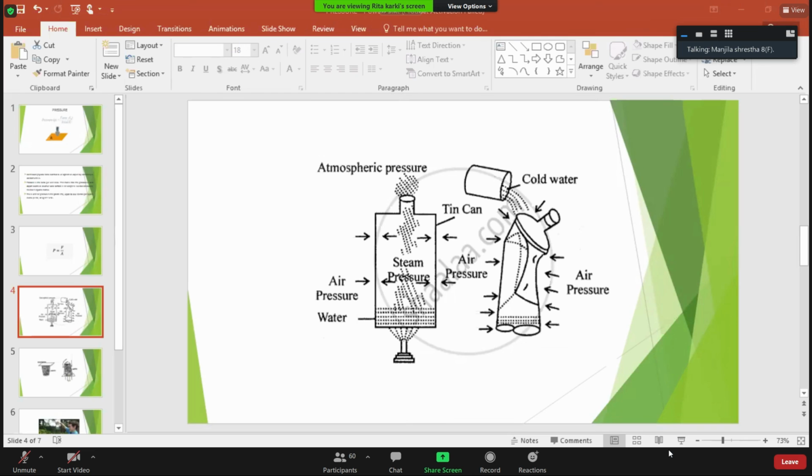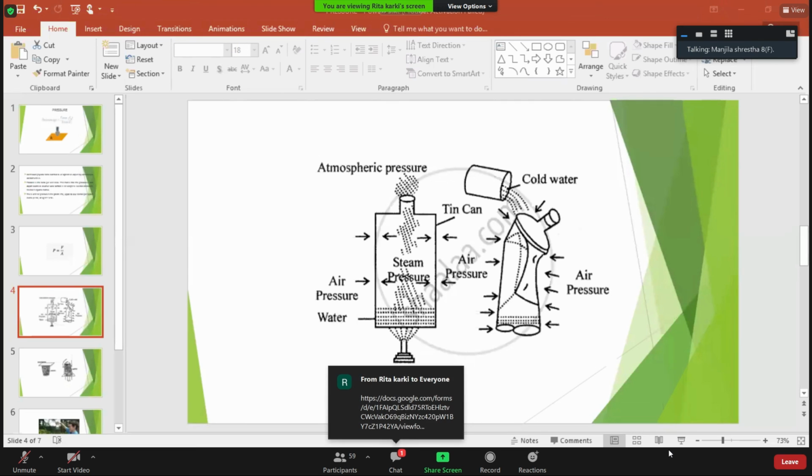Ma'am, what is the shape of particles of minerals? Shape of what? Particles of minerals. Shape of particles of minerals.